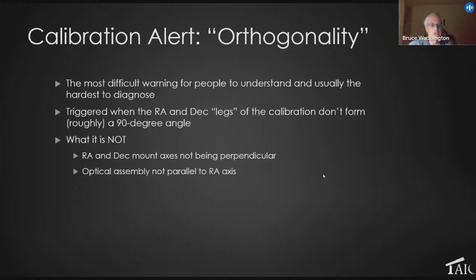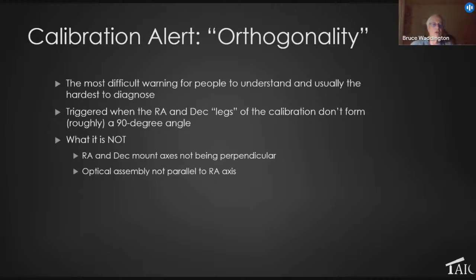So that then takes us to kind of the last alert that people may encounter. It's probably the most difficult one for people to understand. Hopefully I can explain it to you. And for us, it's usually the hardest one to diagnose because it can come from a number of factors. What we're talking about here relates to the angle of those two lines that are traced out during calibration, the deck line and the RA line, and we want those to form roughly a 90-degree angle.